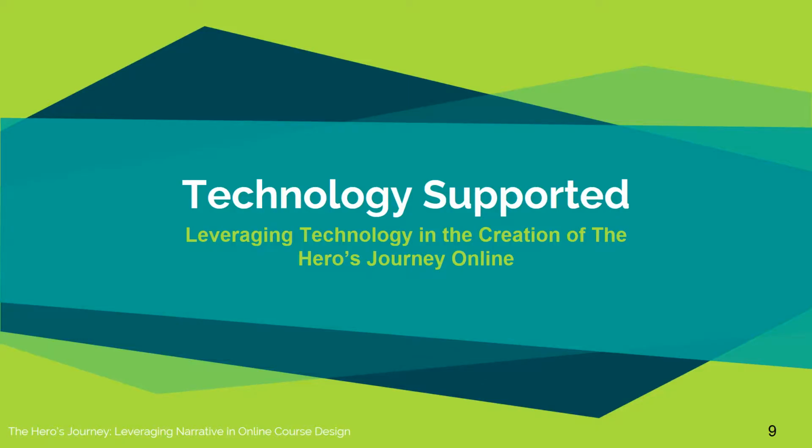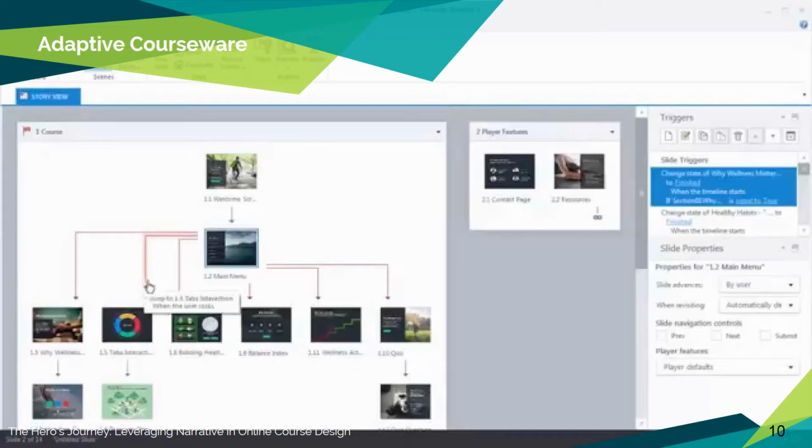In addition to the detailed planning process for mapping the course content to a narrative structure, there are specific tech tools that can help to support the hero's journey in your online course. Easily one of the most powerful tools for supporting personalized learning, adaptive courseware allows instructors the ability to create computer-based branch scenarios that give the learner agency over their path through the curriculum.